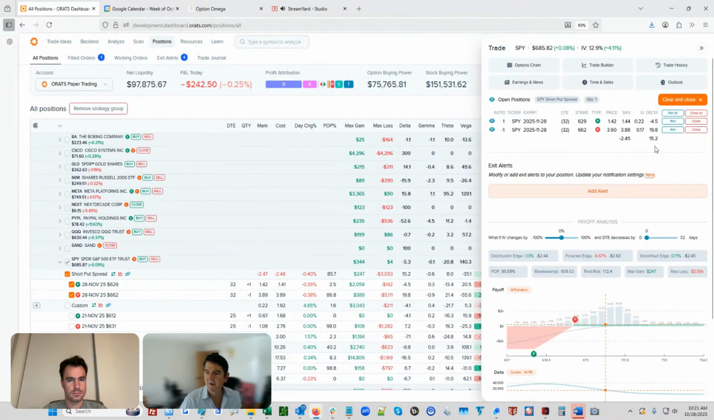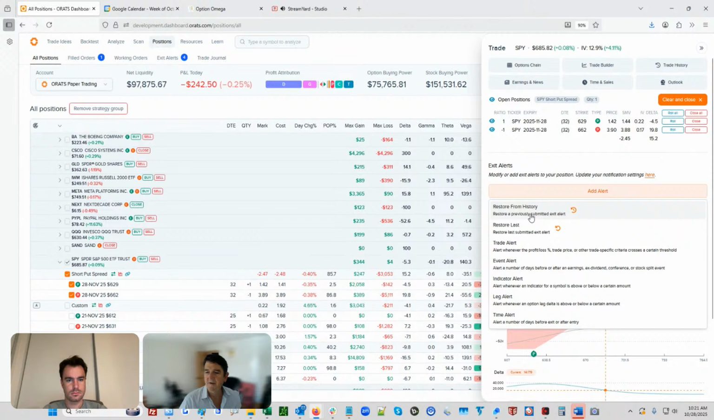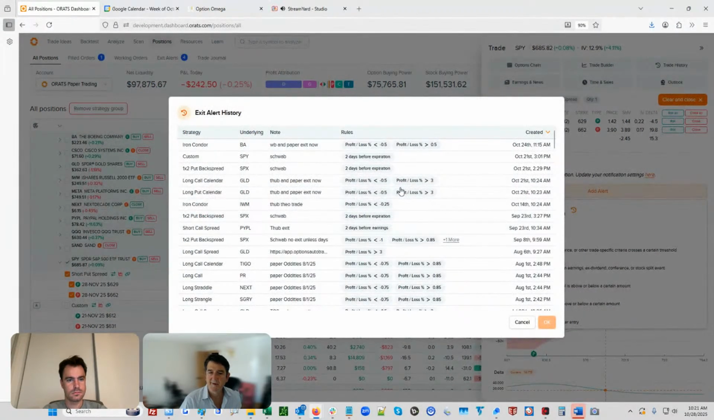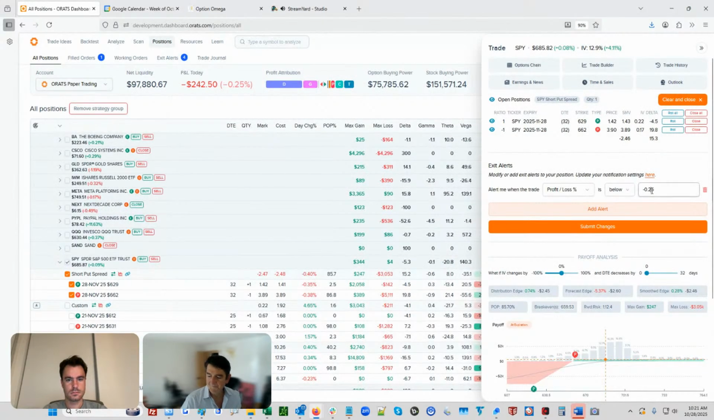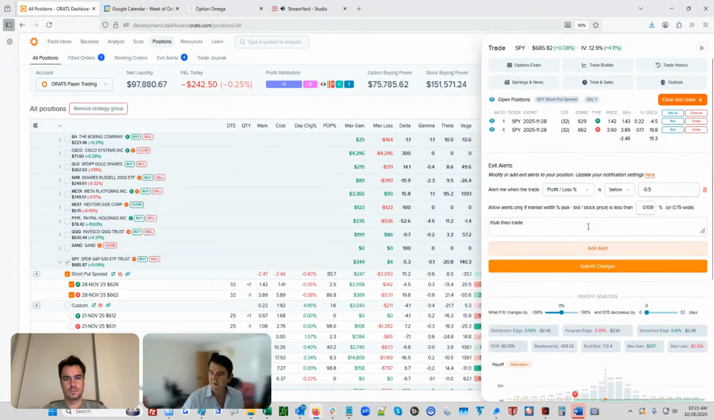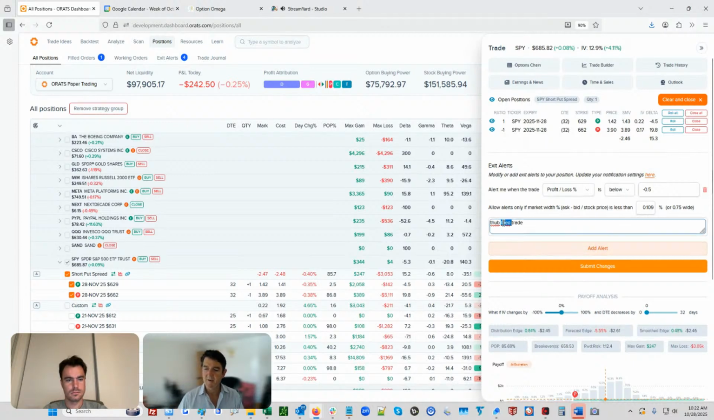Let's see if I have it in history. T-Hub, close enough. All right, so I have profit and loss of 50%. Submit changes. Yeah, so we're good. Actually, we'll call this the backtest trade, so I'll change my note. And so this goes into my paper trading.